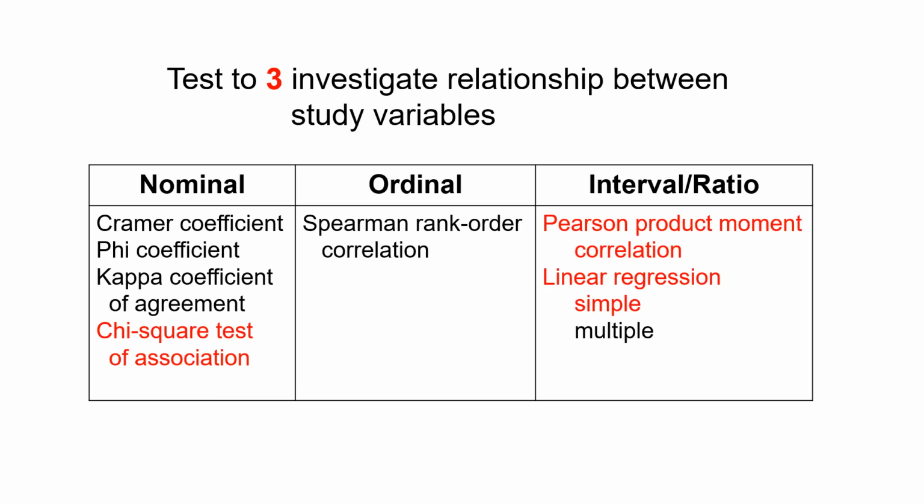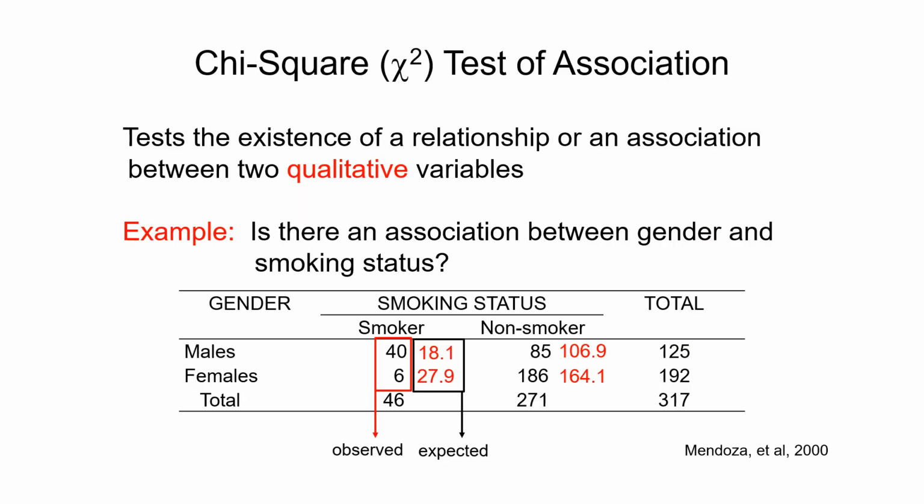Under tests to investigate relationship between variables, we have the following, and the choice of the test also depends on the scale of measurement. Chi-square test of association is for examining the existence of a relationship between two qualitative variables, which is, for this example, gender and smoking status. We use the same chi-square test regardless of how we state the research question, whether as a difference in proportion between groups or association or dependency between variables.